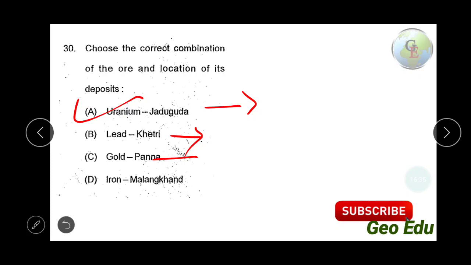Panna is famous for diamond deposit, and Malanjkhand for copper deposit. Khetri and Malanjkhand are both for copper deposit, and you can remember that Malanjkhand is the only porphyry copper deposit in India. And for iron deposit, there are a lot of iron fields like the Singhbhum iron belt, and for gold, the Hatti gold mine and the Kolar gold mines are the deposits.